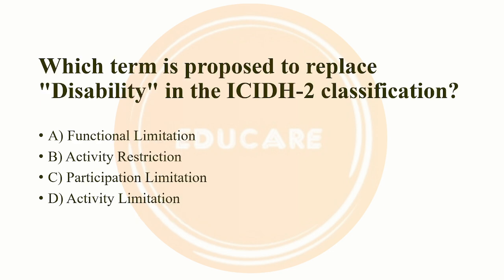Which term is proposed to replace disability in the ICIDH-2 classification? Option: functional limitation, activity restriction, participation limitation, activity limitation. Answer of this question is option D, that is activity limitation.